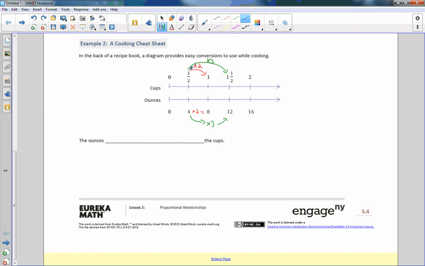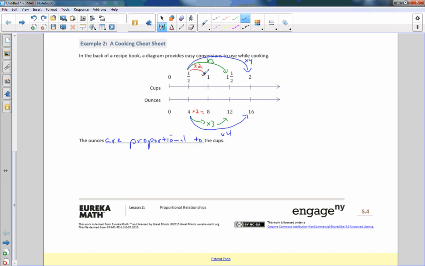Oops, went off the board there. What do I multiply a half by? 1/2 times 4, that'd be times 4. 4 halves is 2. So then if I multiply 4 times 4, I get 16. So the ounces are proportional to the cups, because every time I added a half, I added the same amount.